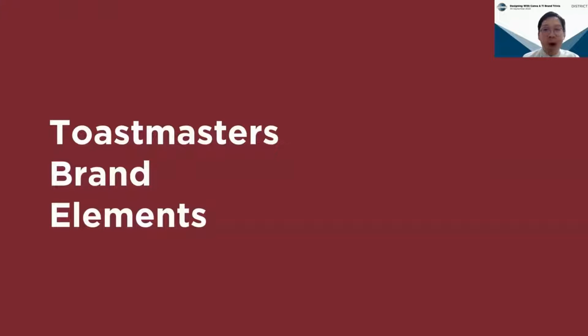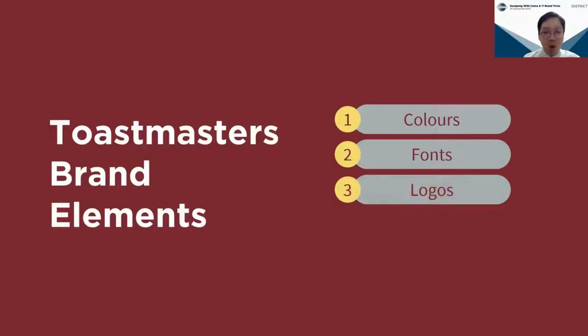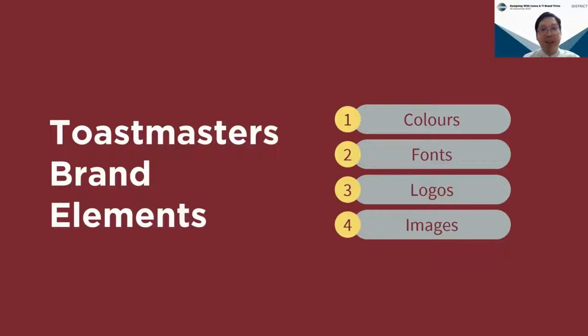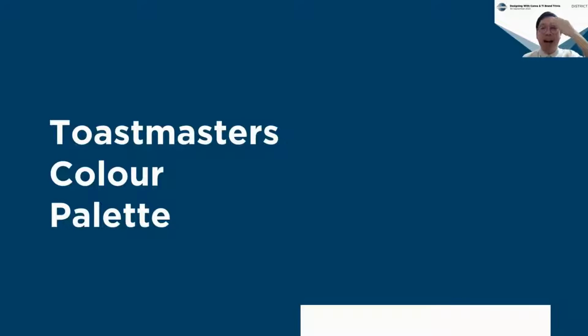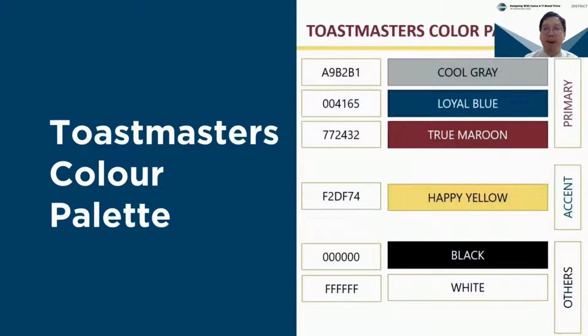And a Toastmasters brand compliant design consists of these 4 elements. We have colors, fonts, logos, and images. So let's just have a refresher to go through each one of these. And the first element is colors. The Toastmasters color palette consists of 3 primary colors, which are cool gray, royal blue, and true maroon, 1 accent color called happy yellow, and others such as black and white.